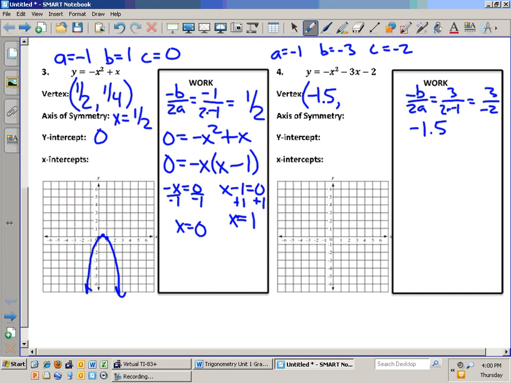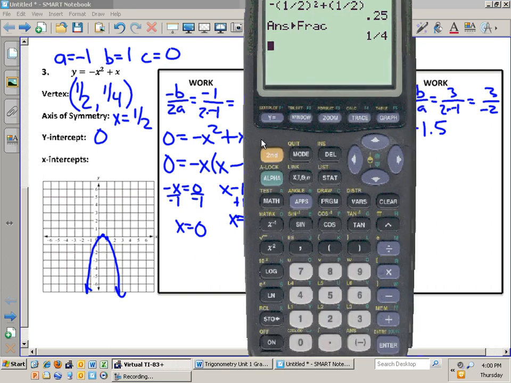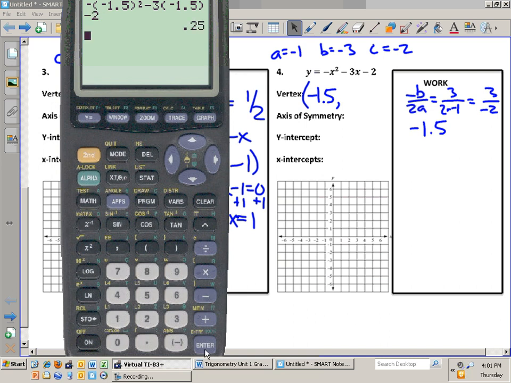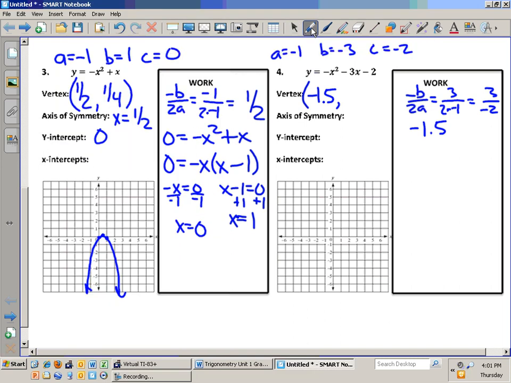Again, if you have problems working with decimals or fractions, go ahead and punch it into your calculator. I have my negative sign, parentheses, -1.5, parentheses, squared, minus 3 times parentheses, -1.5, parentheses, minus 2. We get 0.25. So that's my vertex. Axis of symmetry is easy from there.